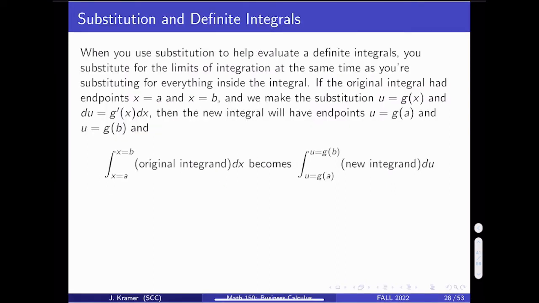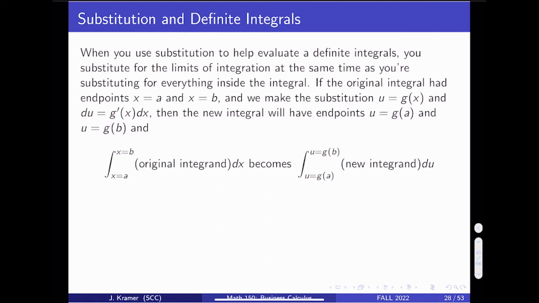Let's look at using the substitution method with definite integrals. When you use substitution to help evaluate a definite integral, you substitute for the limits of integration at the same time as you're substituting for everything inside the integral. If the original integral had endpoints at x equals a and x equals b, and we make the substitution u equals g of x, so that du is g prime of x dx, then the new integral will have the endpoints u equals g of a and u equals g of b.